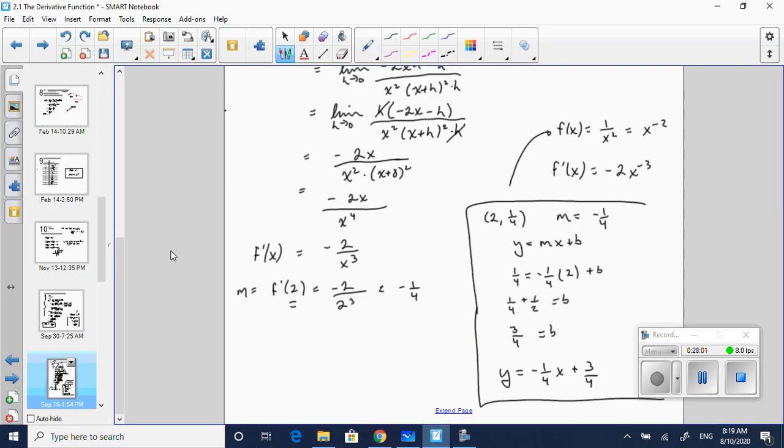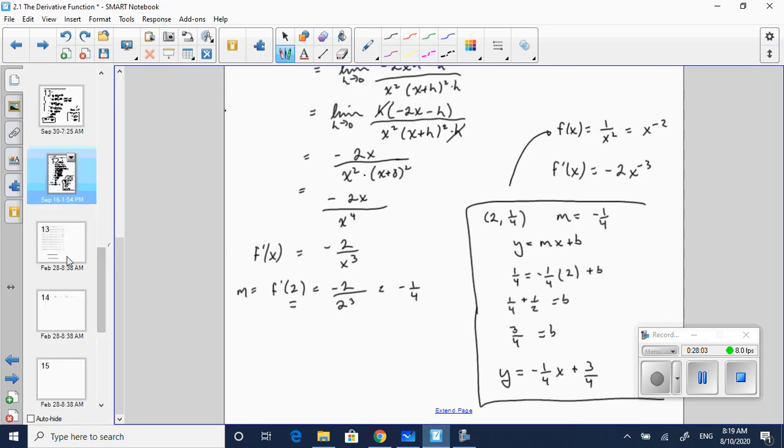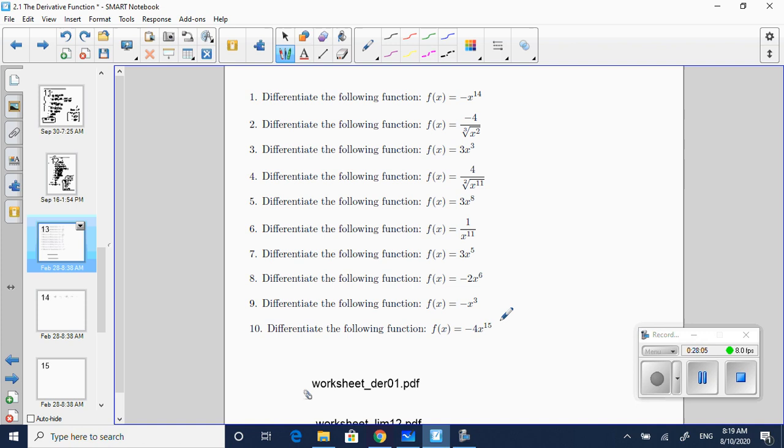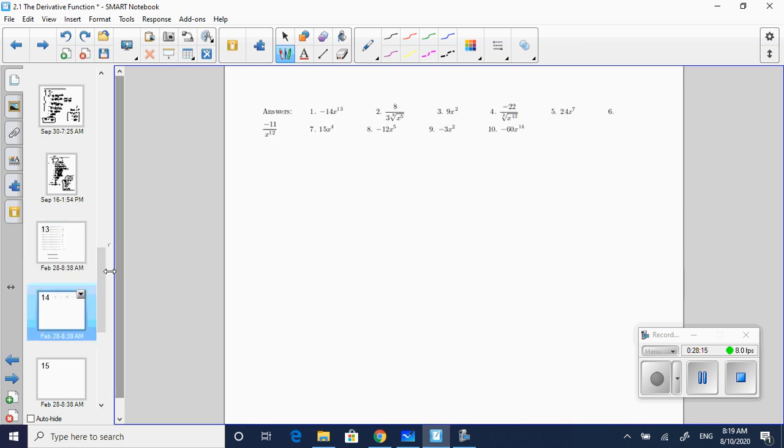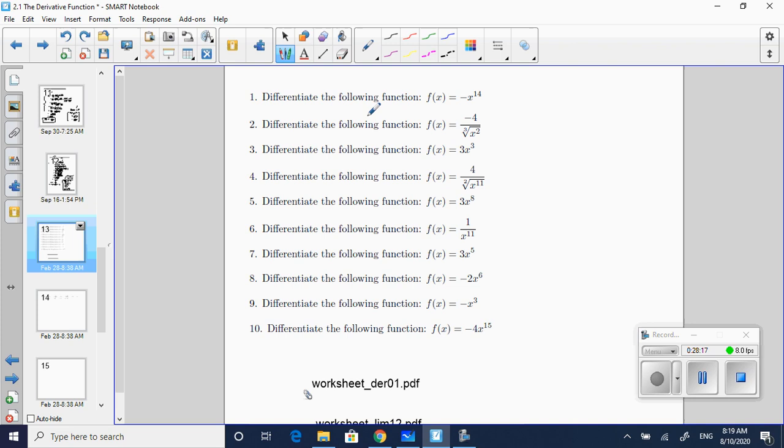Okay, let's continue here. We're going to just burn through the rest of this. We have an additional worksheet, if you want it, to practice finding derivatives using first principles on these functions. So I can give you that. The answers are here. So if you like, you can just practice those, finding the derivative and then comparing your answer.